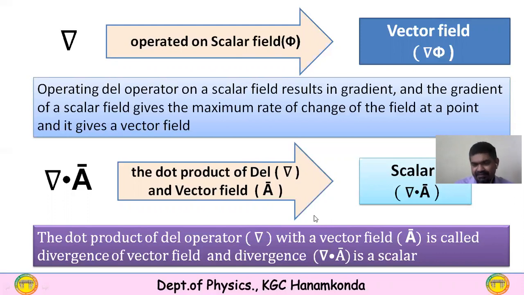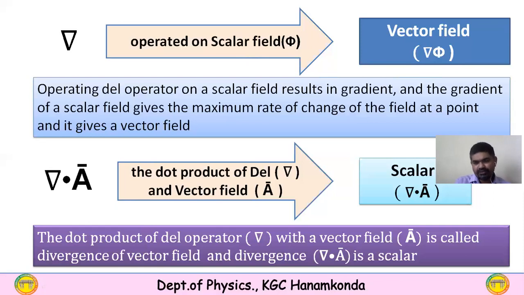What do we mean by divergence actually? The amount of flux coming out of a unit volume is called divergence. These are the contents we have learned so far. We operated the del operator on a scalar field and got the gradient, which is a vector. We operated the del operator on a vector field with a dot product and got the divergence, which is a scalar.